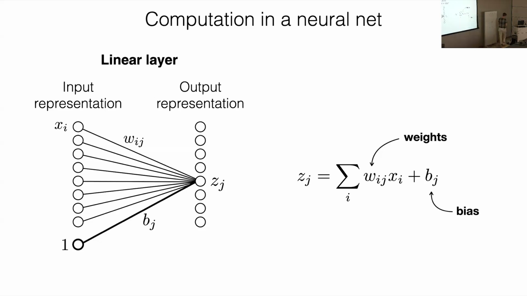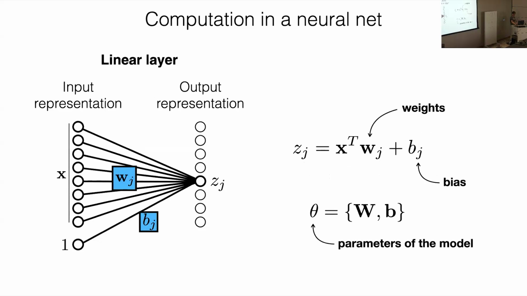Okay. This is what I was showing before, but instead of writing this in the summation form, you can write it as vector multiplication. And now the parameters of your model are basically big W and B, which are all the weights and all the biases. Those parameters are the things that get learned.